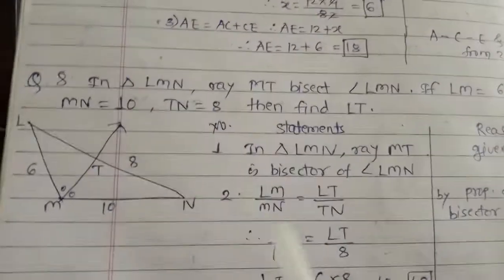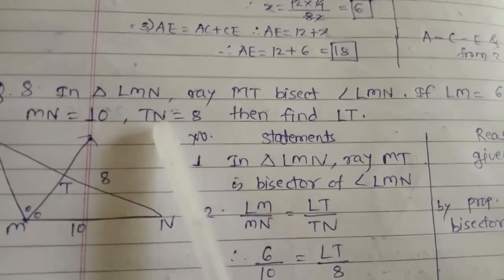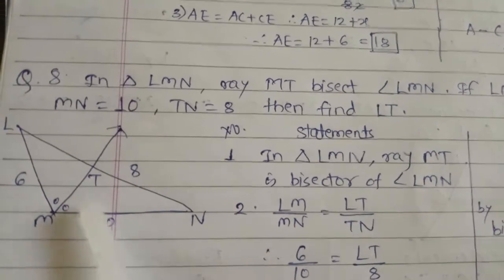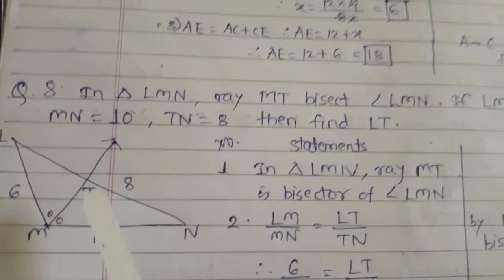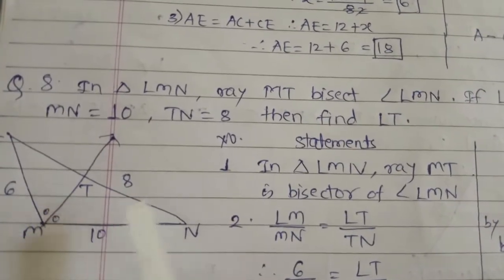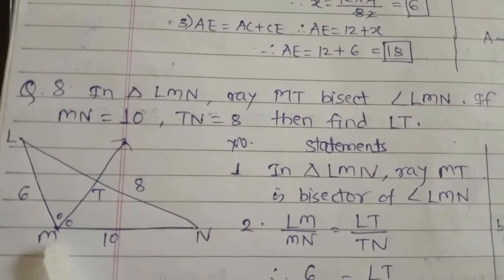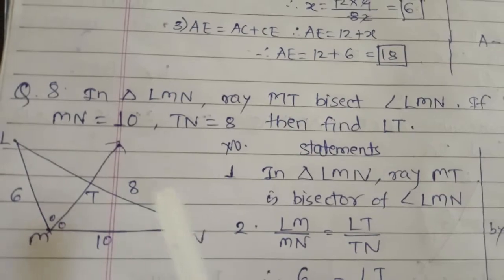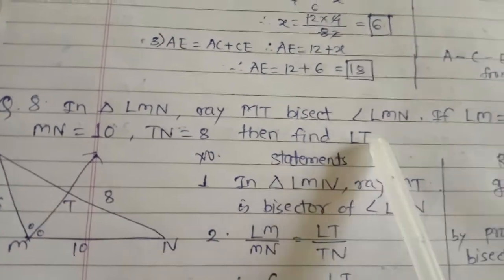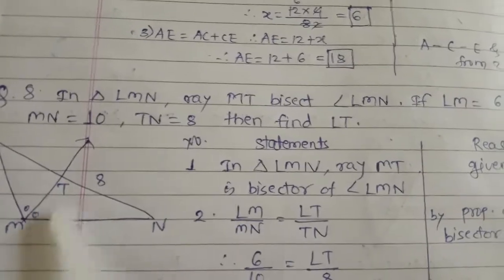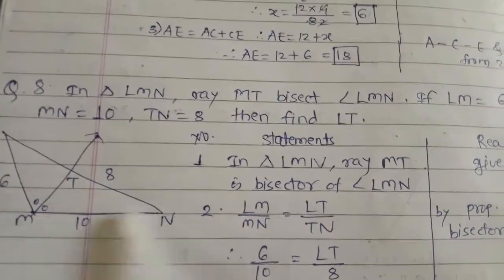Now question number 8. In triangle LMN, ray MT bisects angle LMN. So here you have to use the angle bisector property, since we are given the angle bisector. You are given LM is 6, MN is 10, TN is equal to 8, and we have to find out the LT. In triangle LMN, MT is the bisector of angle LMN.